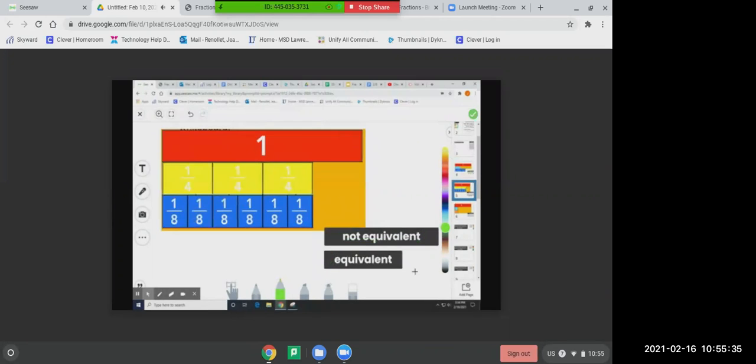Here's another example. In this task, we are comparing 3/4 and 6/8.